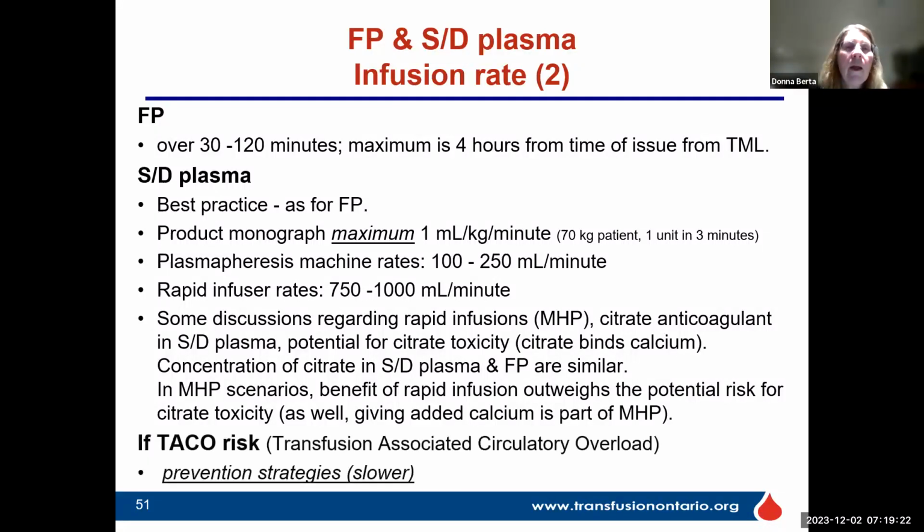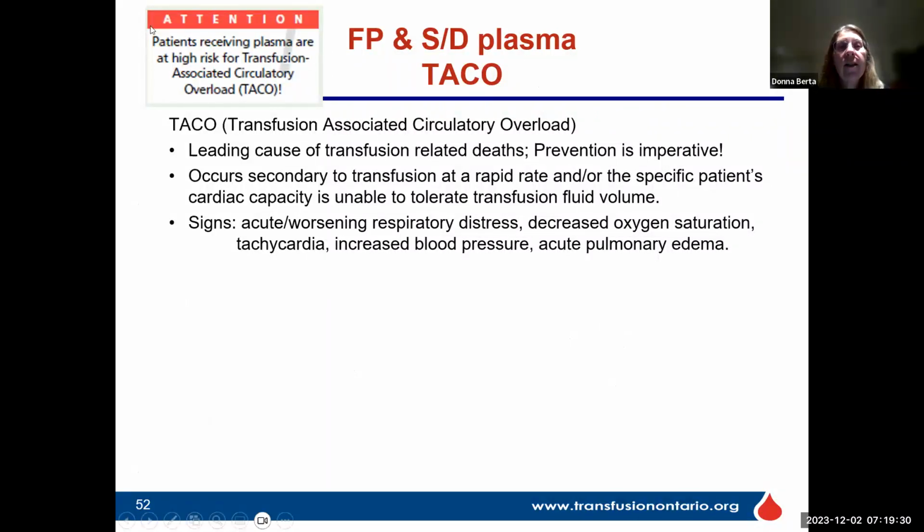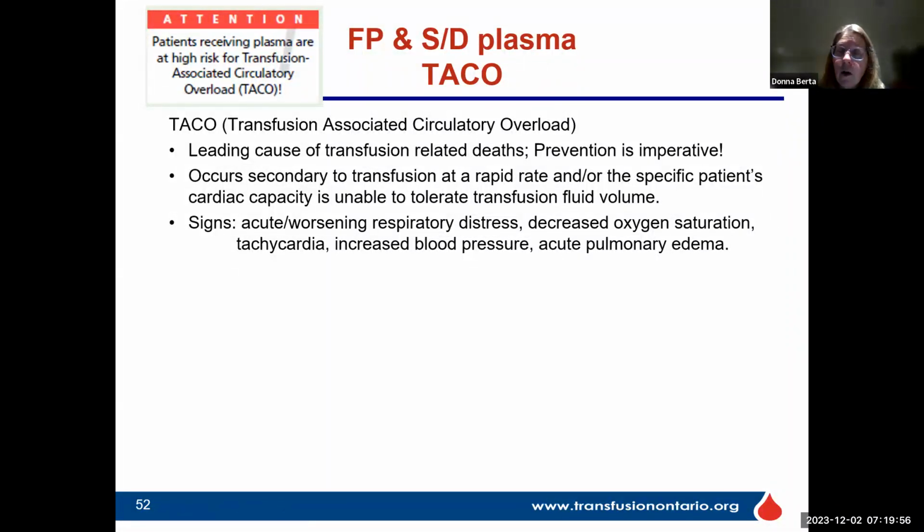The other part about the infusion rate is TACO risk. And in Bloody Easy 5.1, this attention is made very prominent. Patients receiving plasma are at high risk for TACO. And we need to talk about TACO because it is the leading cause of transfusion-related deaths. So we do want to prevent TACO as much as possible. It happens because the transfusion is at a very rapid rate, or the patient's cardiac capacity is unable to tolerate the transfusion fluid volume. And with plasma, the transfusion fluid volume is high, as we've seen from the dose calculations.